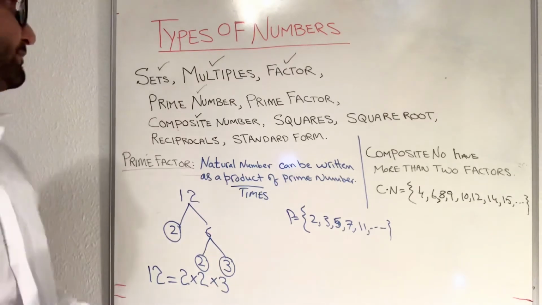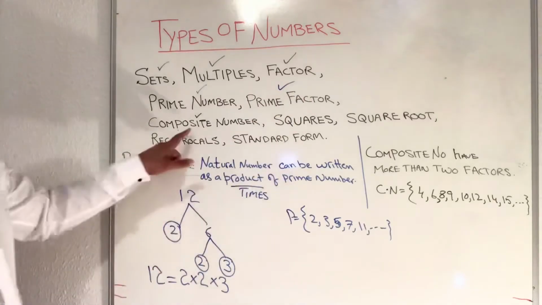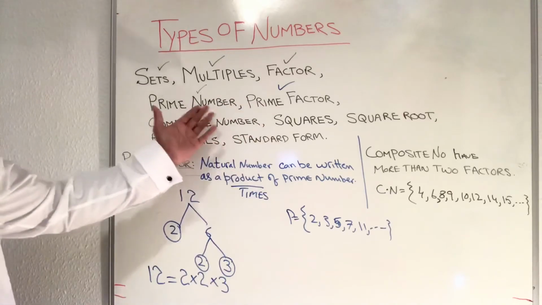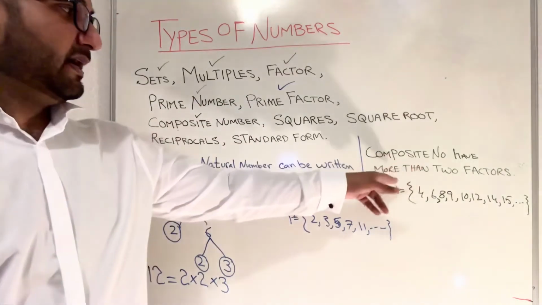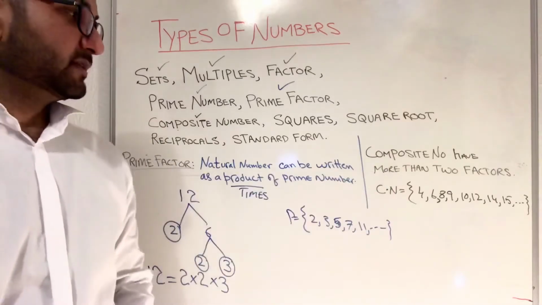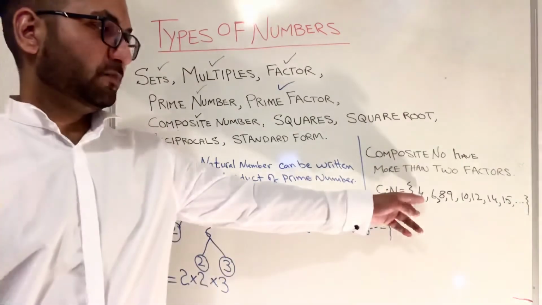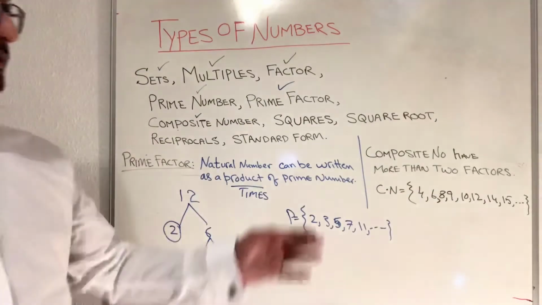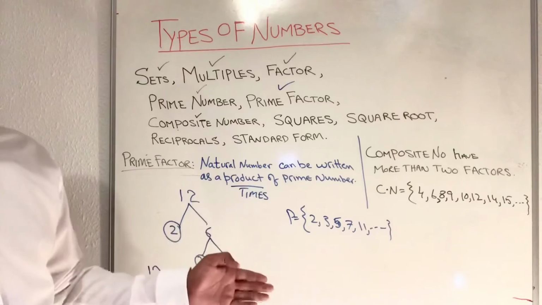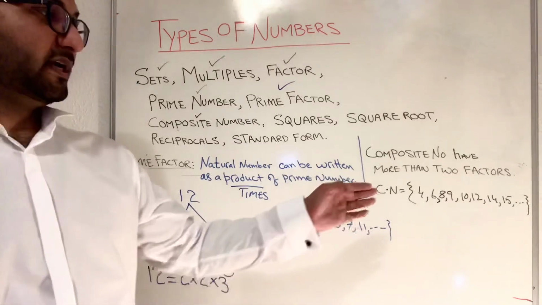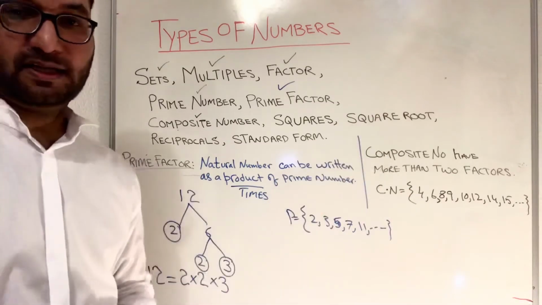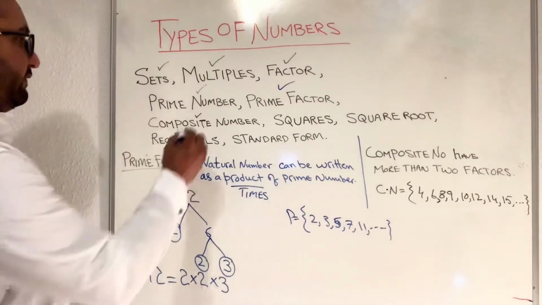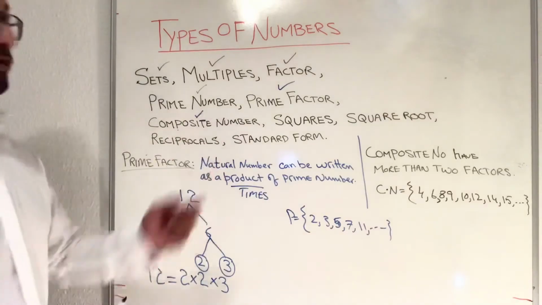So we have done this one. Now composite numbers. I already told you that prime numbers have only two factors, but composite numbers have more than two factors. For example, 4 has more than two factors, 6, 8, 9. 9 has more than two factors. You can see 1 can divide 9, 3 can divide 9, 9 can divide 9. So 10, 12, 14, 15 and so on. Numbers that have more than two factors are called composite numbers. So we have done that one. Now we are going to squares.